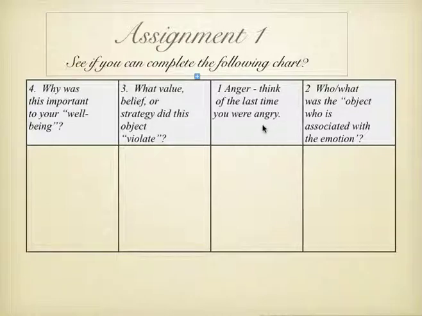So, for example, let's say your daughter made you late for an appointment and you were angry. Well, the anger was directed at a child. The child was the object. And what strategy or belief did this violate? Well, you wanted to be on time someplace because it was important to you, because being on time makes you look like a good person, like you're on top of the situation.